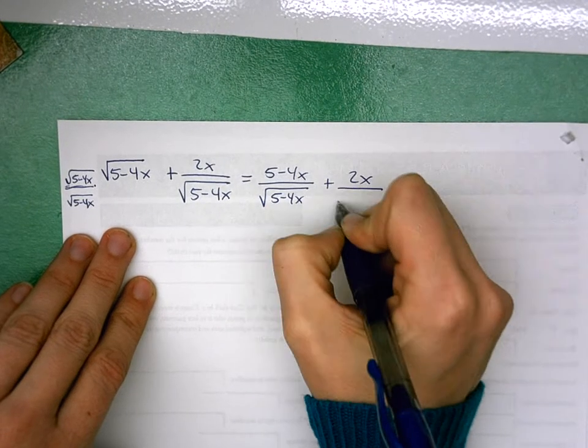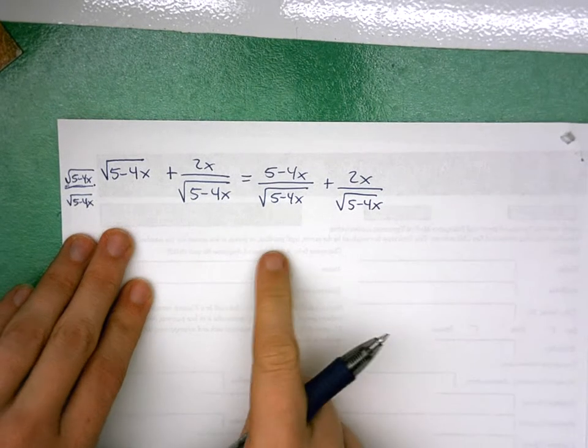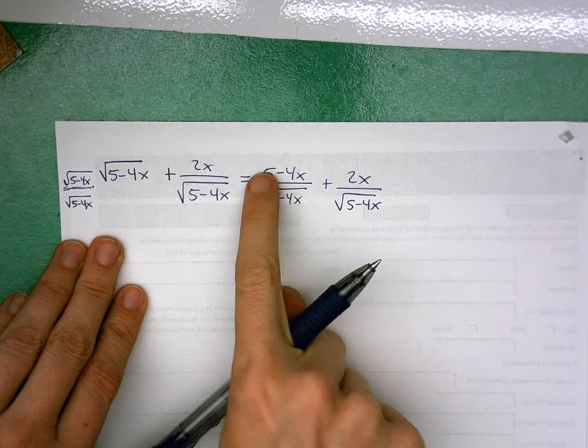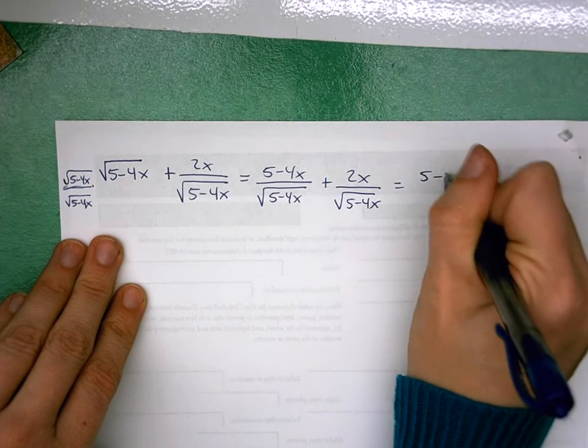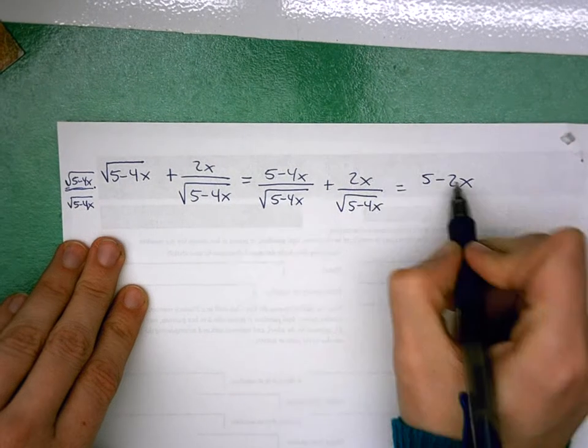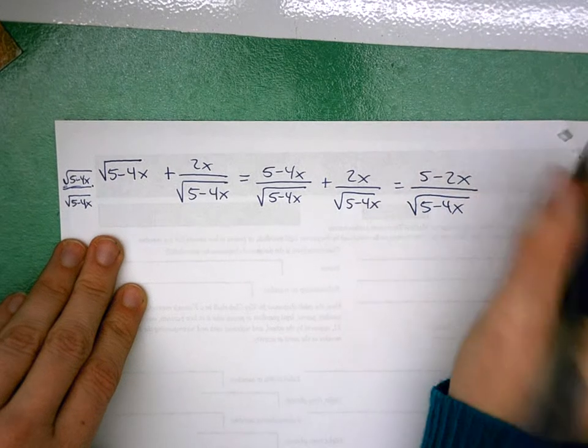And now that we have a common denominator, leaving the second term alone, I can add them together. 5 minus 4x plus 2x is 5 minus 2x, because negative 4x plus 2x would be negative 2x. And you've got your answer.